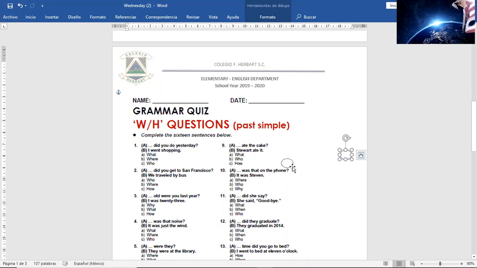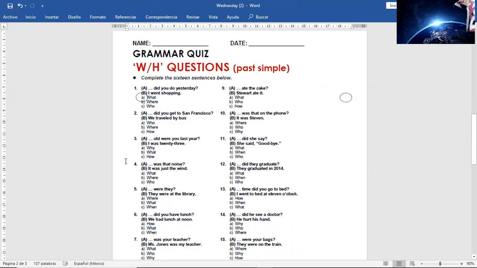So number one is what? All right, this one, what? Okay, so number one is what? What did you do yesterday? Okay, I think I'm gonna use also the red color. Okay, I think it's gonna be better. Okay, so number one is what?